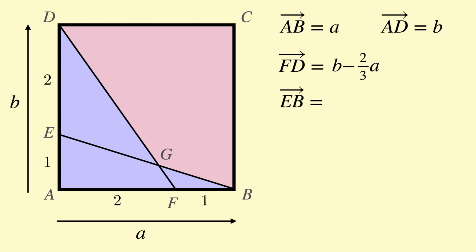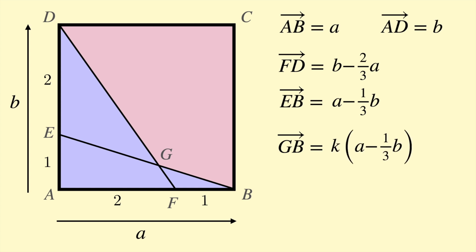EB is EA plus AB, EA is negative 1/3 B, and AB is just A, so EB is going to be A take 1/3 B. Then we can say GB is going to be some fraction of EB, so we can multiply EB by a scale factor, let's call that K, and FG is going to be some fraction of FD, so let's multiply FD by some scale factor, let's say M, and that will give us the vector FG.